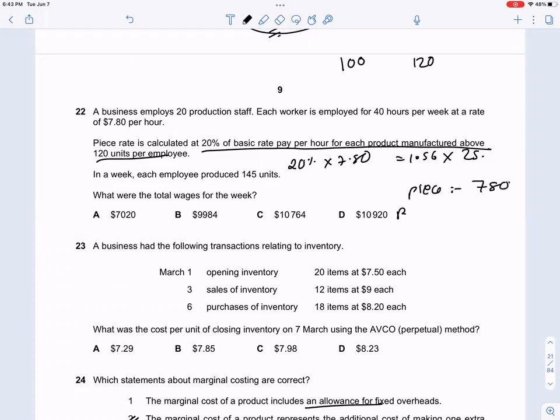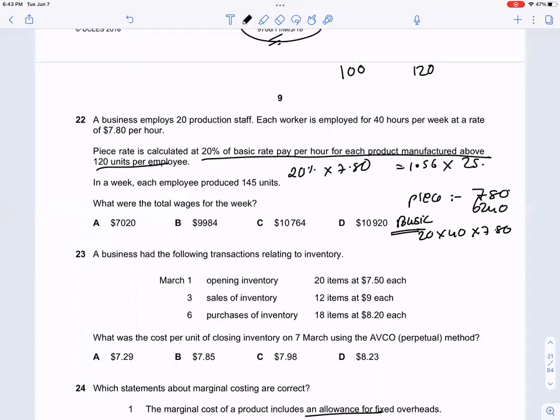What was the basic pay? Basic pay means for 20 workers, 6240. 20 into 40 into 7.8 was 6240. Yeah, you were correct. For the extra, you will not give them basic plus extra. You will give them only the extra.